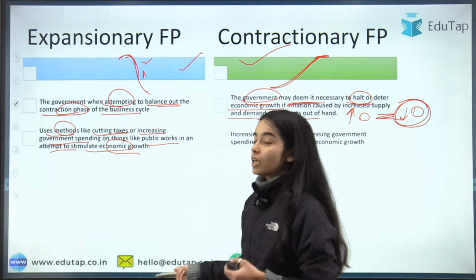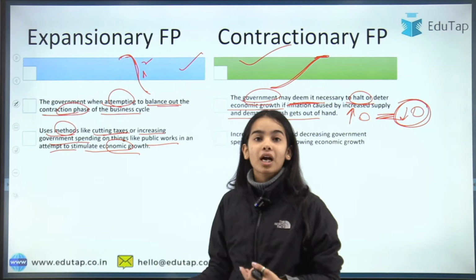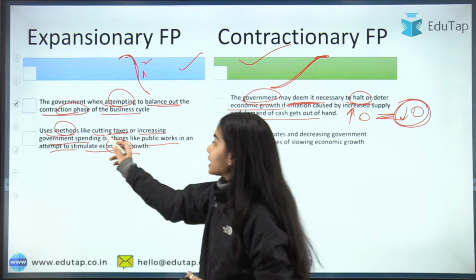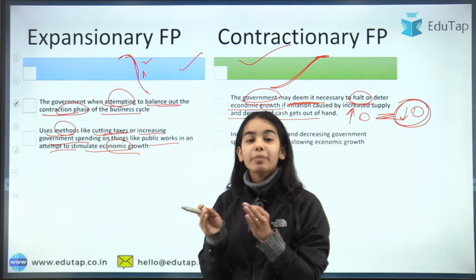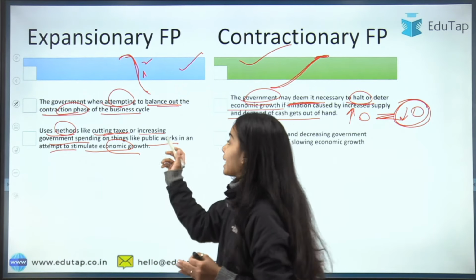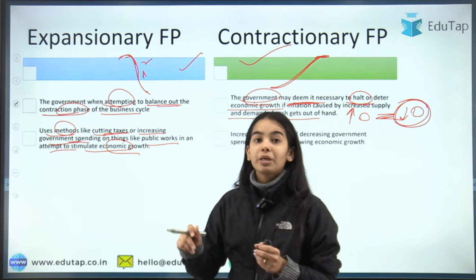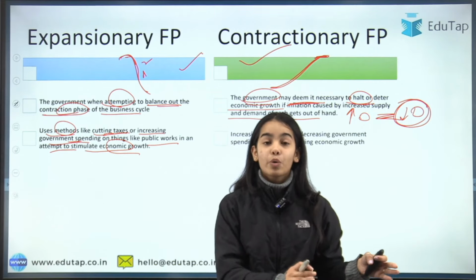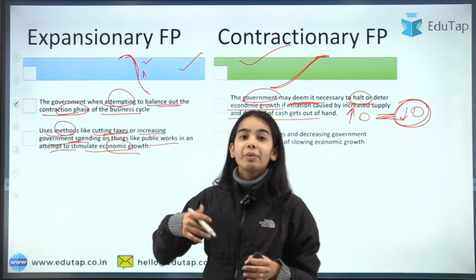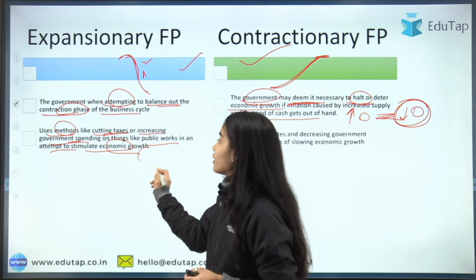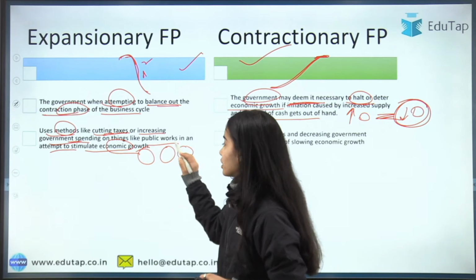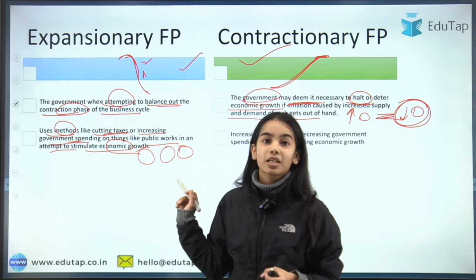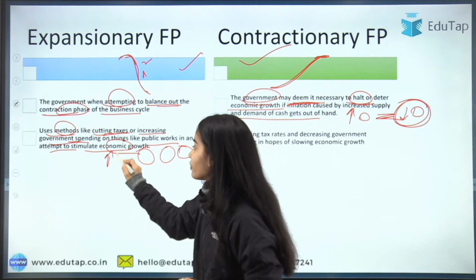For stimulating the growth, we want more demand in the economy. And when can the people demand more? When they have more income. So cutting the taxes means the income will be more in the hands of the people. Increasing government spending means that the people who are building the roads and making the flyovers will be getting the money. So the common people, the contractors, the businessmen will get the money and they will spend. So the demand will increase.